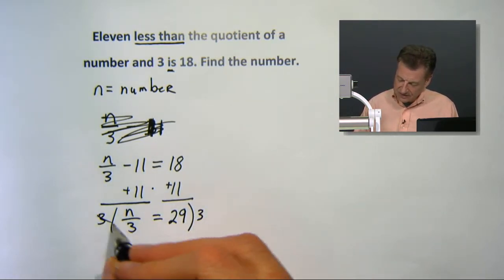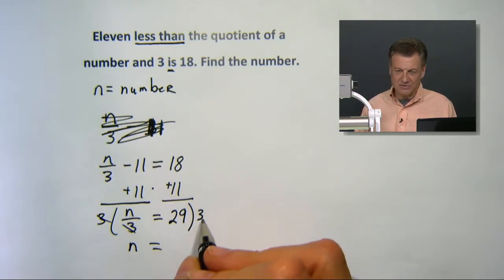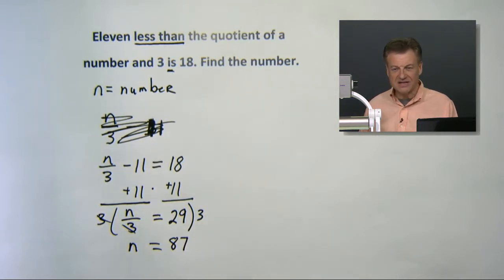And I believe that's going to give us n almost 90. If it were 30 times 3, it would be 90, but we're 3 less. So let's go with 87. There's our number.